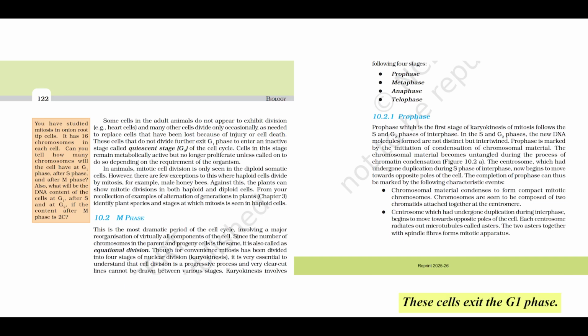Precisely. These cells exit the G1 phase. They don't proceed to S phase. Instead, they enter an inactive stage called the quiescent stage, or G0. Now, inactive here means inactive with respect to division. They are still very much metabolically active. Heart cells are pumping, nerve cells are firing signals. They're doing their jobs. Okay, so G0 isn't dead, it's just not preparing to divide anymore. Exactly.